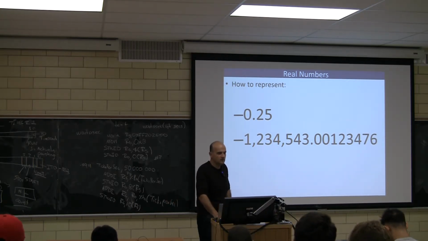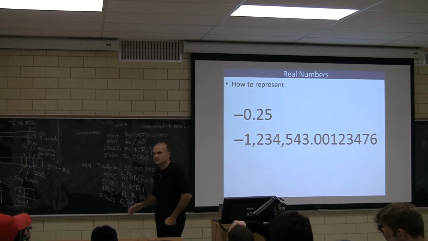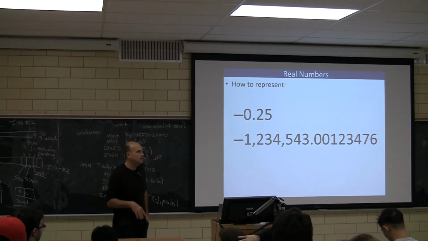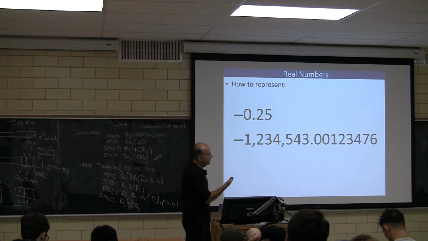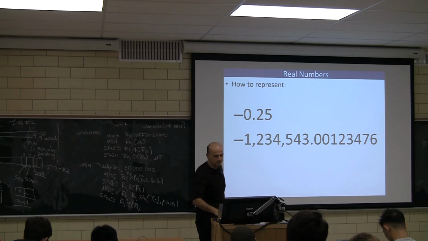Okay, now real numbers. We talked about integers, that is signed numbers. We want to represent stuff like that. How do we do this with a computer?